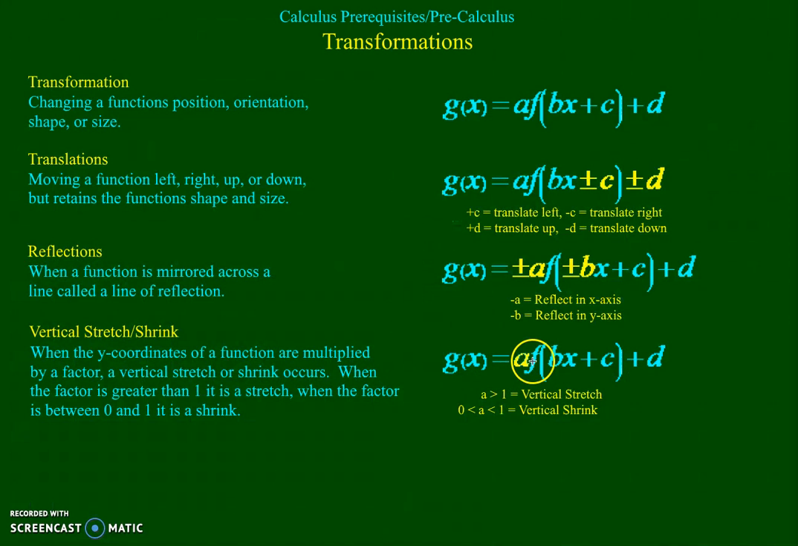Now we're looking at vertical stretch and shrink, and when we change the a value here, we're actually multiplying the y value by a specific factor. And so when we change that y value, clearly that's going to cause a vertical stretch or shrink. And when we make this a larger number, a number greater than 1, it's a vertical stretch. And when you make it between 0 and 1, it's a vertical shrink. So let's take a look at that.